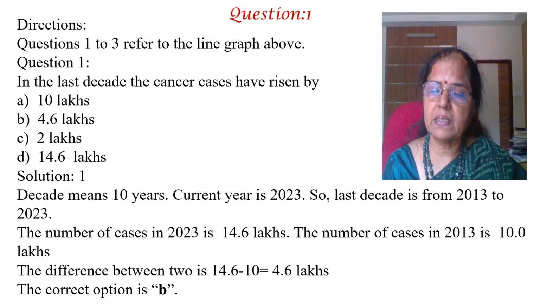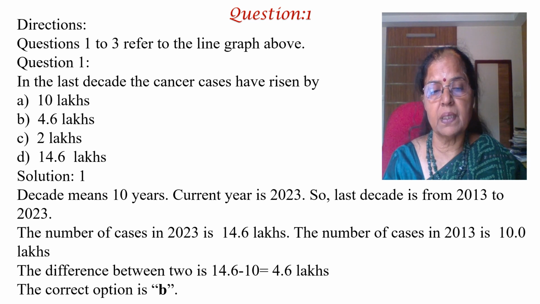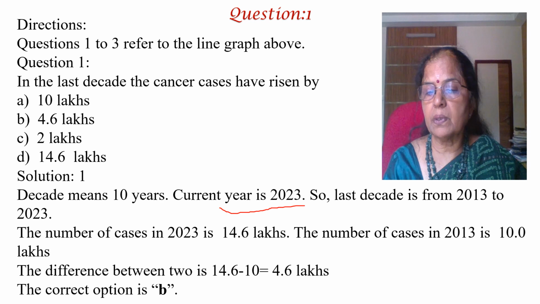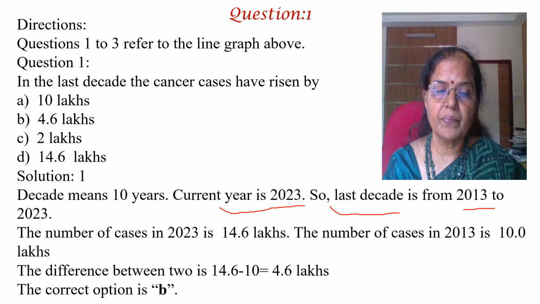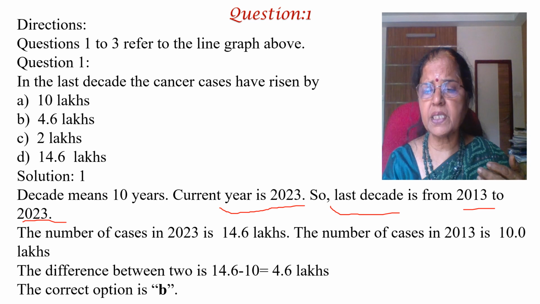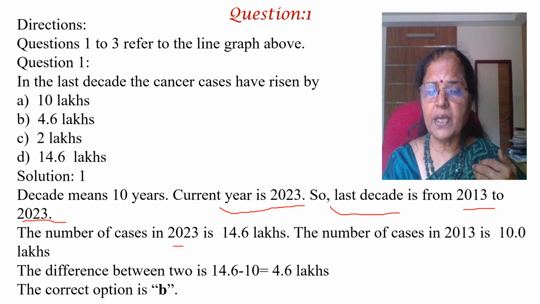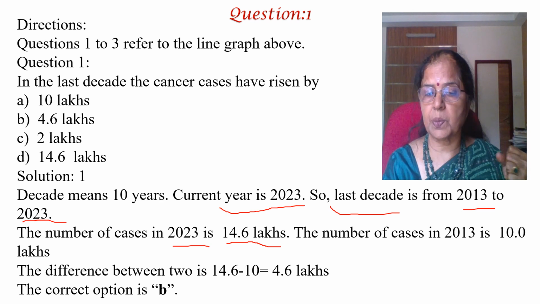This is a very straight problem. And decade, you know that decade means 10 years. And now what is the current year? 2023. So the term last decade means from 2013 to 23. And look into the number of cases against the year 2023, it is 14.6 lakhs. Remember that the number of cancer cases are in lakhs.